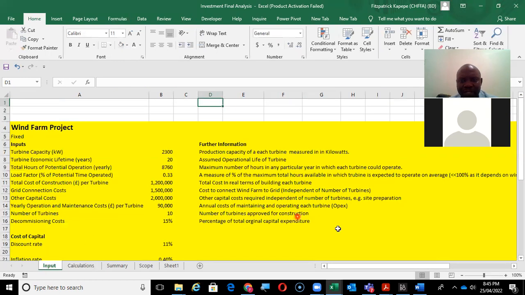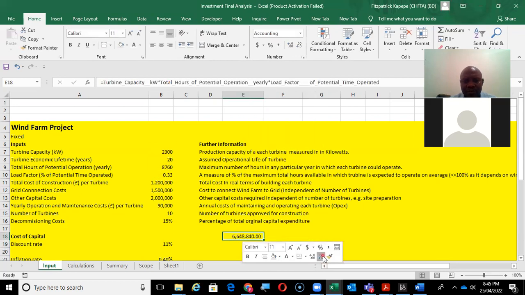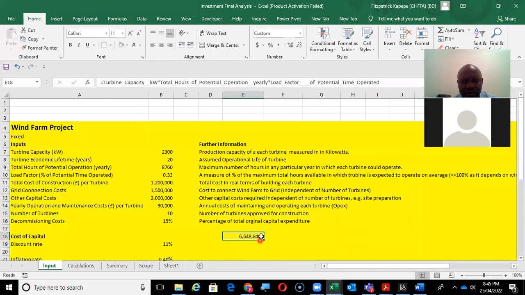Let me just do it independently. You have 2,300 kilowatt hours, which is times your number of hours in a year, times your load factor. This should give us 6.64. Let me just come this side. This one is wrong, I think. It is wrong. But it's for 10 turbines, so that is why it's multiplied by 10. Oh, okay.